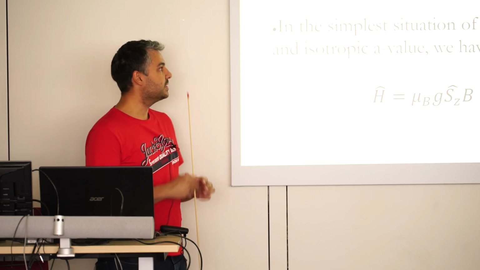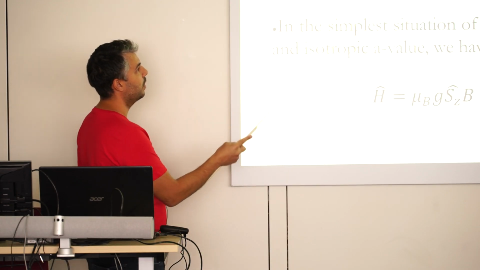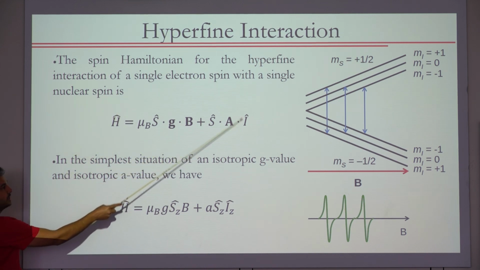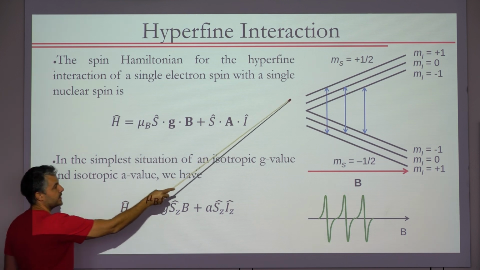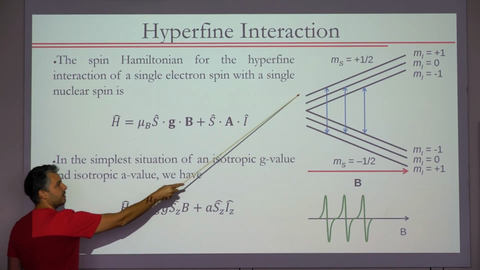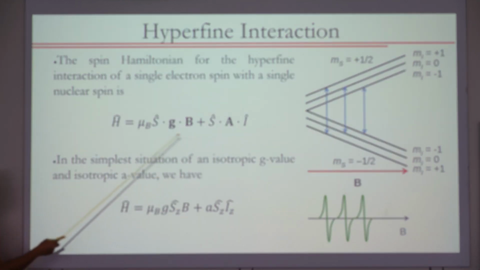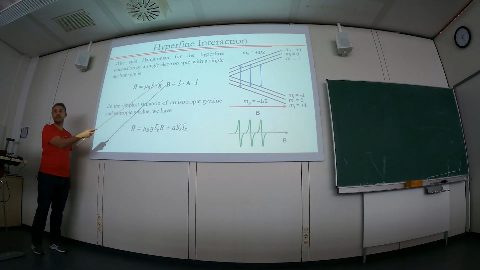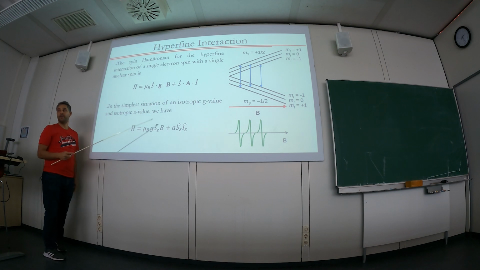So if we take the simplest possible case, one spin 1/2 electron with one nucleus that has, in this case, a nuclear spin of 1, so it has 3 different energy levels. So this is the Hamiltonian that gives what is called the Zeeman interaction. This is the interaction of the electron spin with the external magnetic field, and the hyperfine interaction.